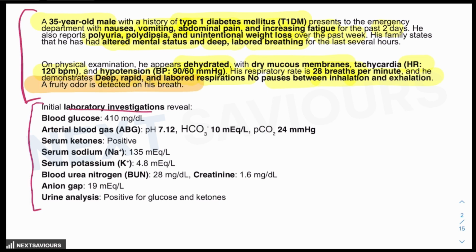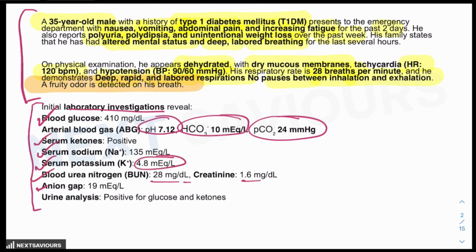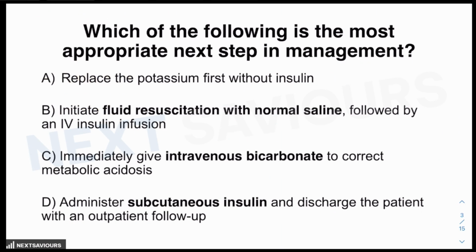So, initial laboratory investigations: the blood glucose is more than 250. Arterial blood gas analysis shows the pH low, bicarbonate low, partial pressure of carbon dioxide is also low, so it is suggestive of metabolic acidosis with respiratory compensation. Now, serum ketones are positive, serum sodium is 135, potassium is low, anion gap is high, and the urine analysis is positive for glucose and ketones. So this is the language of the question, on the basis of which you will be asked: which of the following is the most appropriate next step in the management of this patient.